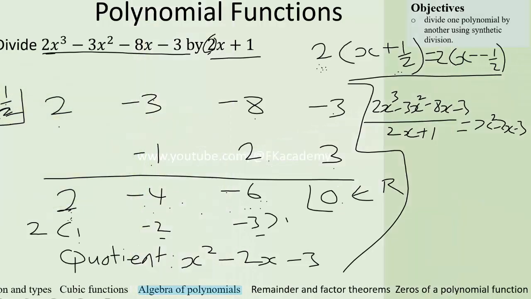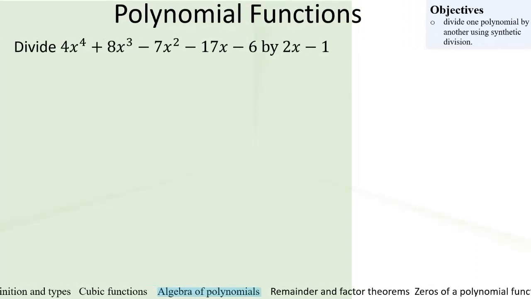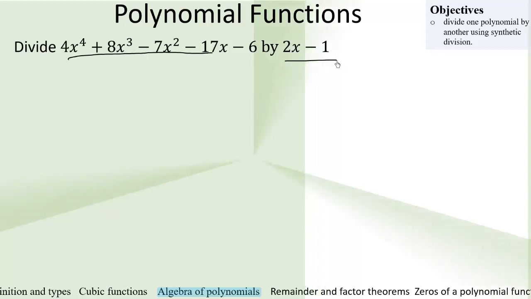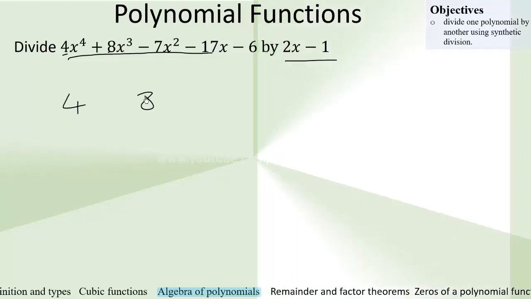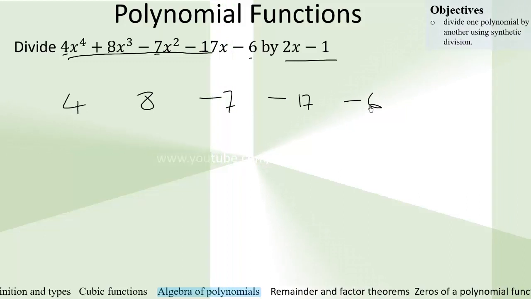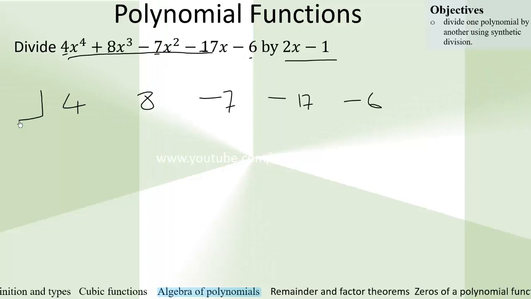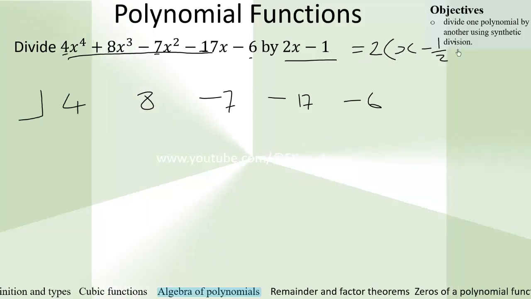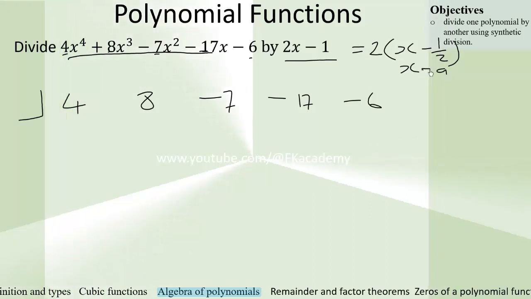Now let's look at one last example. We are dividing polynomials. Dividing this polynomial by this polynomial. So we write out the coefficients. We have 4, 8, negative 7, negative 17, negative 6. Synthetic division of polynomials. So we write out the a value. This one can be written as 2 outside, x minus 1 over 2. So the a value, x minus a, the a value is 1 over 2.